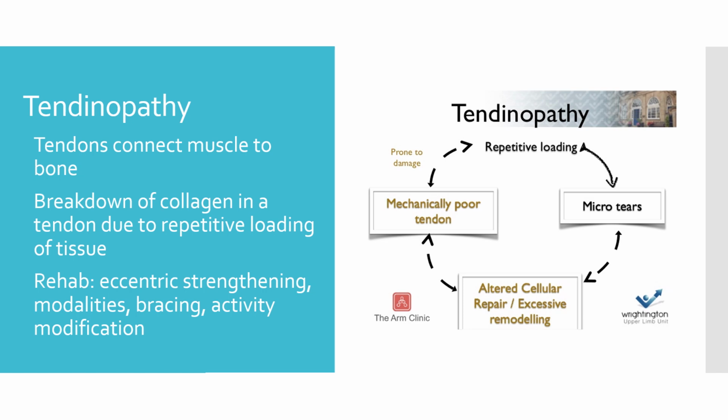Common examples include Achilles tendinopathy in runners or patellar tendinopathy in jumping athletes, lateral epicondylar tendinopathy called tennis elbow in racket sports. For rehabilitation, eccentric strengthening has strong evidence for promoting tendon healing and remodeling. We also utilize various modalities, including bracing for load management and, importantly, activity modification. The key is finding the right balance, enough stress to stimulate adaptation, but not so much that we perpetuate the breakdown cycle.